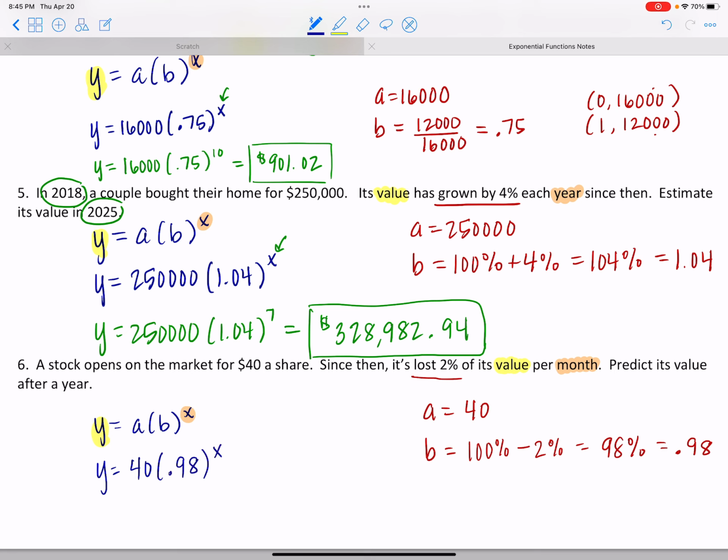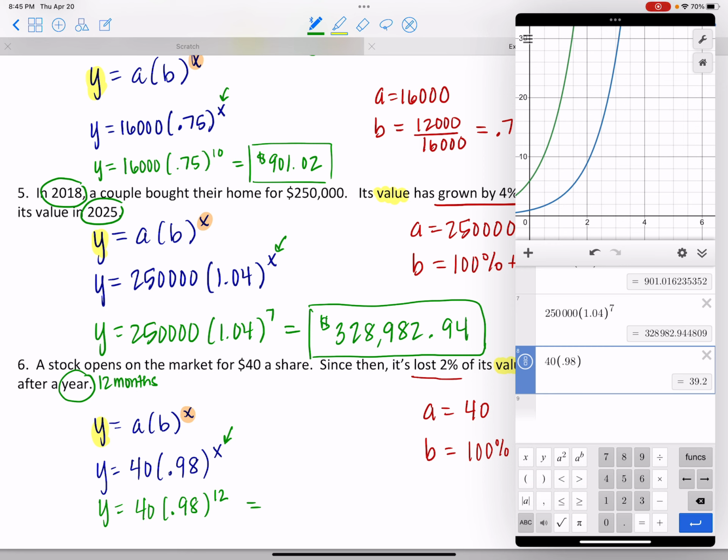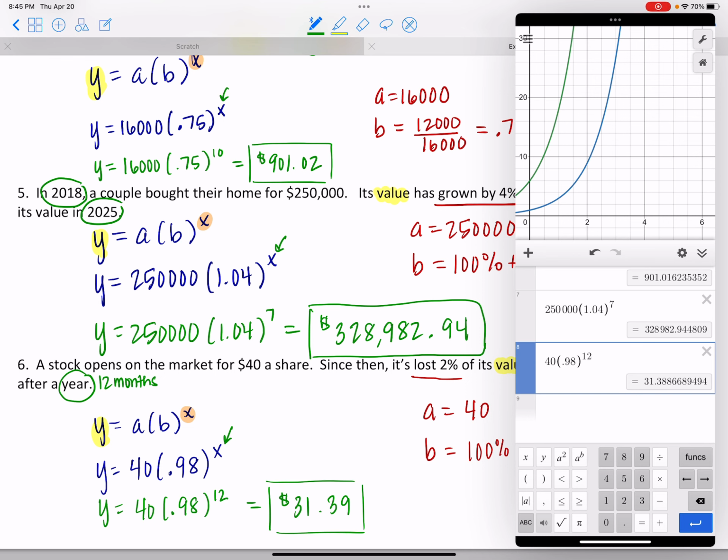And now we go back and answer the question. So it says predict the value after a year. Remember, our x values were months, so that would be 12 months for a year. So I'm going to plug a 12 in for x. So y is going to equal 40 times 0.98 to the 12th power, and then calculator. So we start out at 40 bucks. Every year we have 98% of what we had the year before. After 12 years, we have $31 and 39 cents left. Not a humongous loss, but losing money is not great.